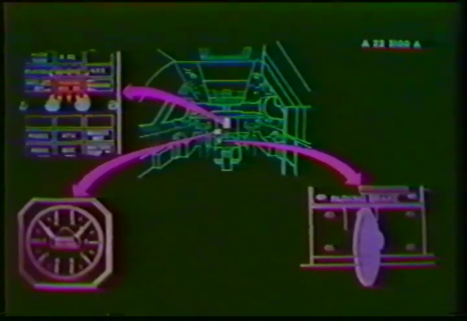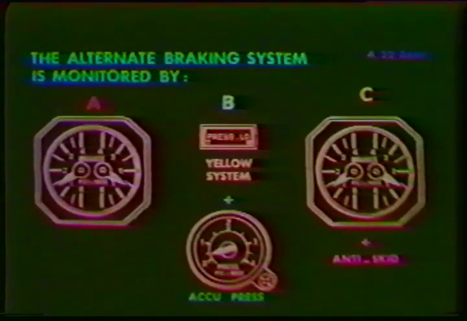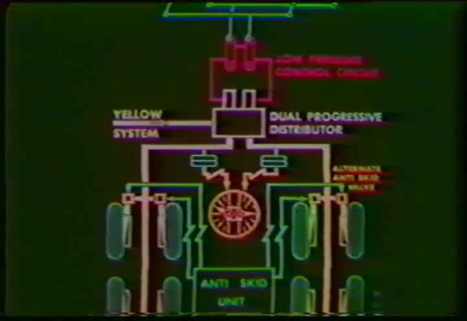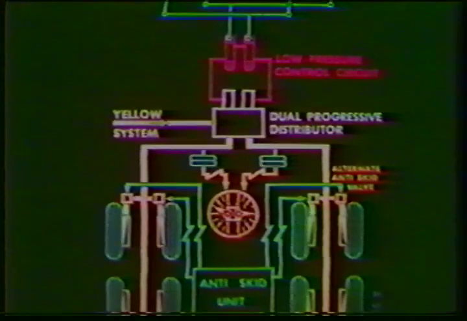Try this question. The alternate braking system is monitored by answer A, B, or C. The correct answer is C. The dual pressure indicator and the anti-skid system monitors the alternate braking system.